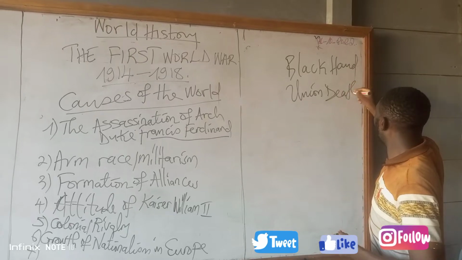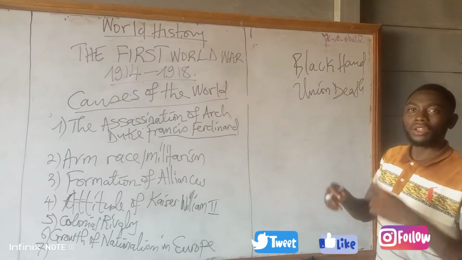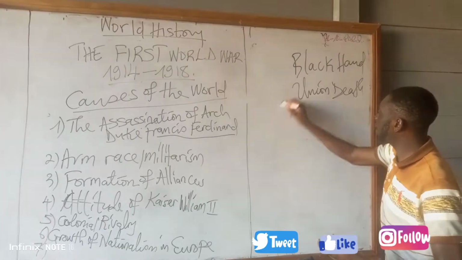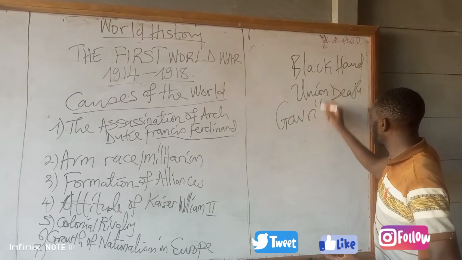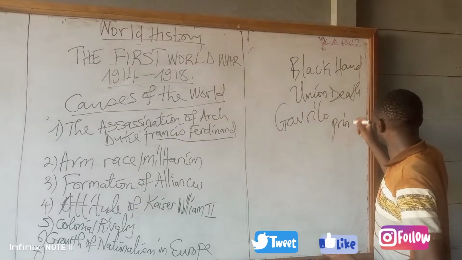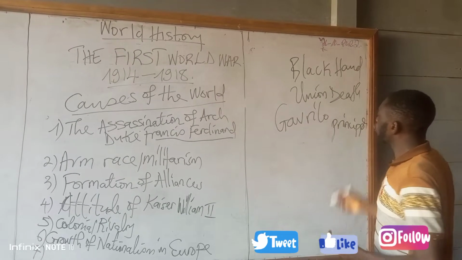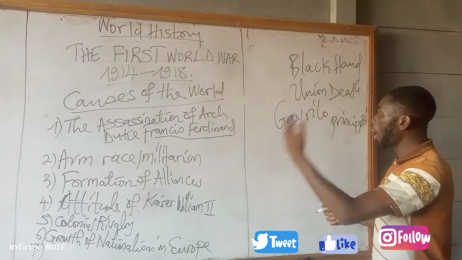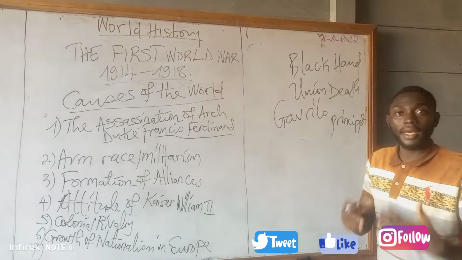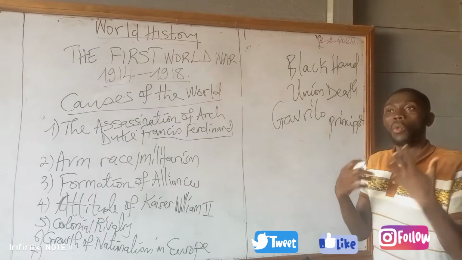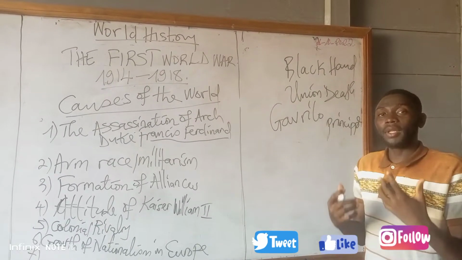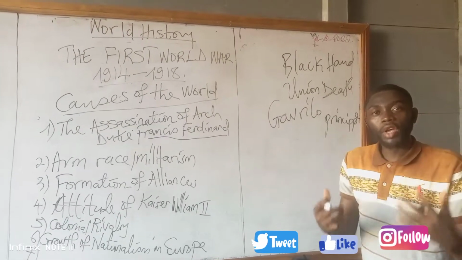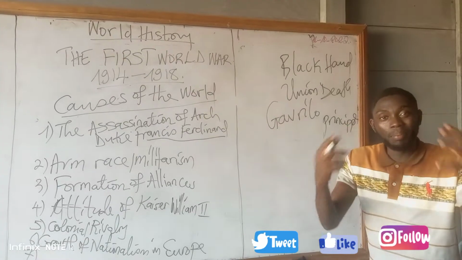Through the Union of Death, a Serbian student called Gavrilo Princip killed the Crown Prince of Austria and his wife Sophie Chotek on the 28th of June 1914 when they went to visit the capital Sarajevo. With this assassination, Austria was not happy with the killing of their Crown Prince and his wife.